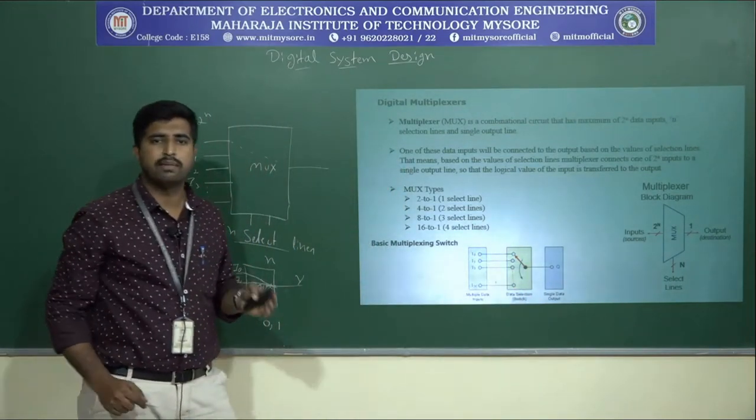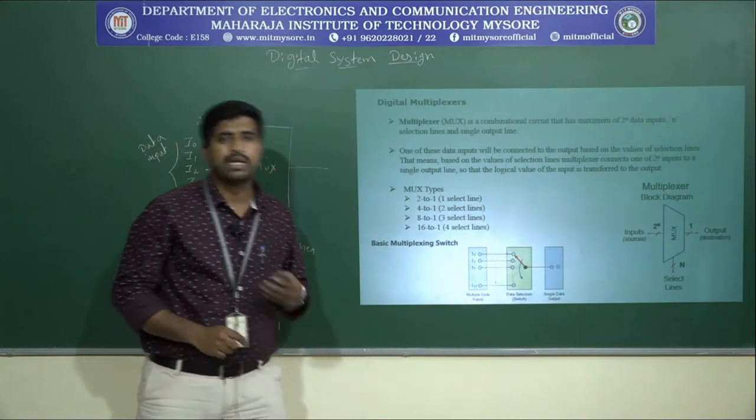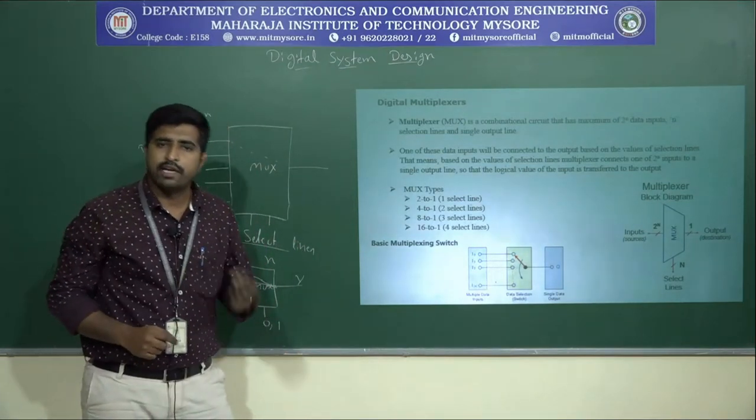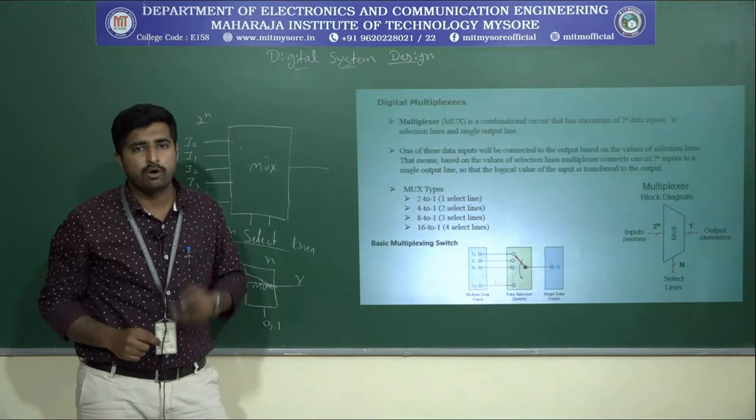So we can say a multiplexer is a combinational circuit. It has 2 to the power of n inputs and one output.